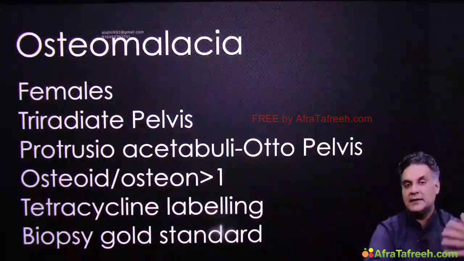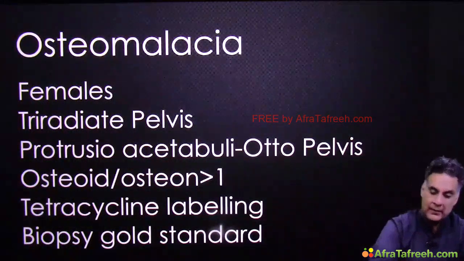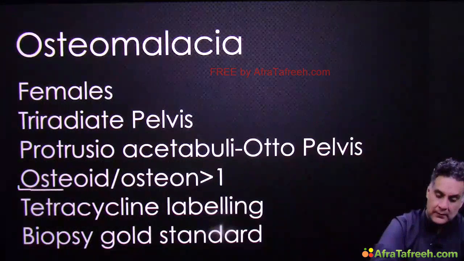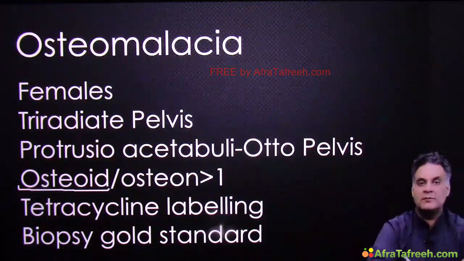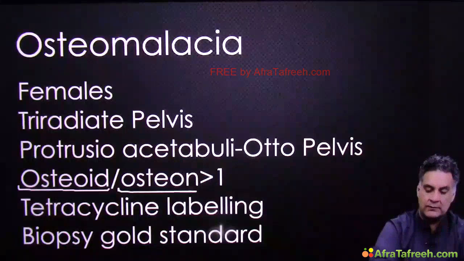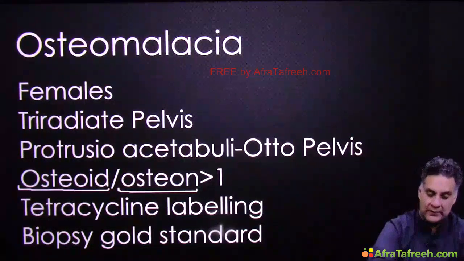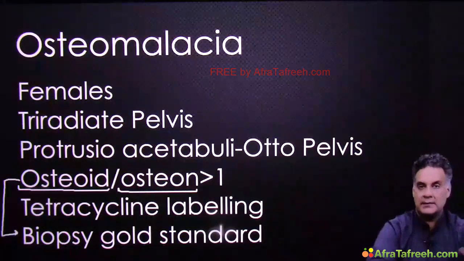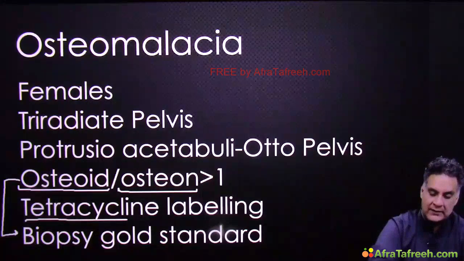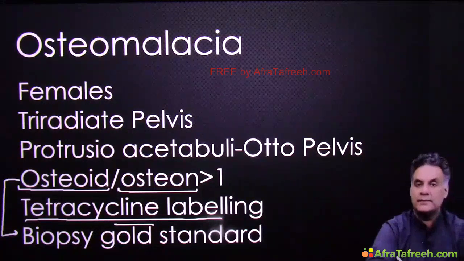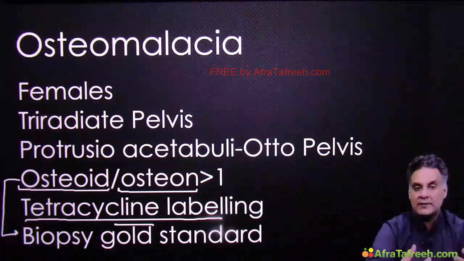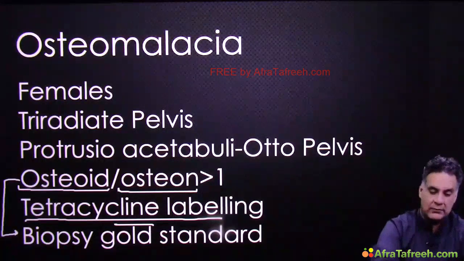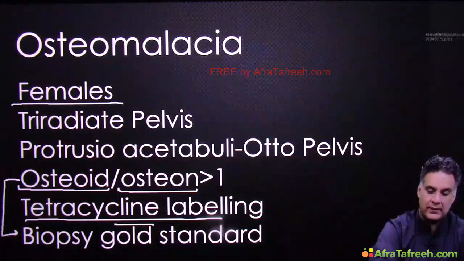Osteomalacia is the adult counterpart of rickets. Osteoid, or the immature bone, is more than the mature bone. How do you prove it? Biopsy. In previous times, they gave tetracycline labeling to figure it out. Also, when there is bone softening, it's more common in females.